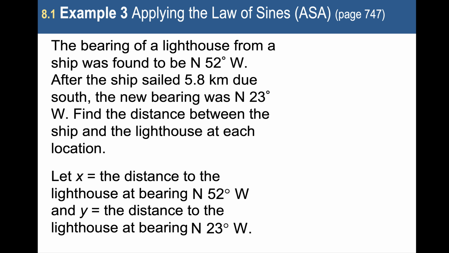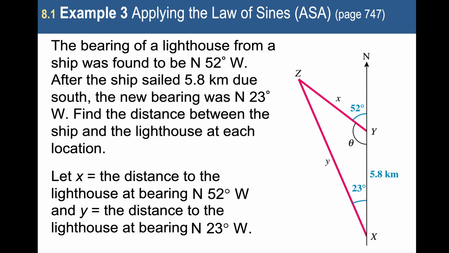Now, this is another application problem where the bearing of a lighthouse from a ship is found to be north 52 degrees west. After the ship sailed 5.8 kilometers due south, the new bearing is north 23 degrees. These are the problems where we can get lost in the words. So what you want to do is start drawing. What's important when you start drawing is you want to start from the origin or this vertical line of north. That's where everything is oriented to. So when I'm going north and I go 52 degrees west, I go towards the westward direction, 52 degrees from here. Not from here, from here.